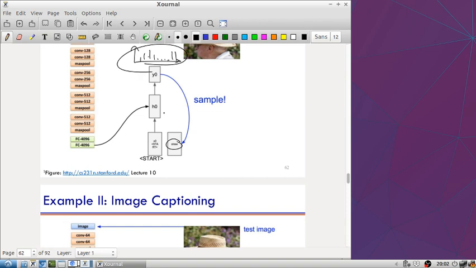It's just the additional vector. In this case, it's a photo. It's just an embedding of the image.